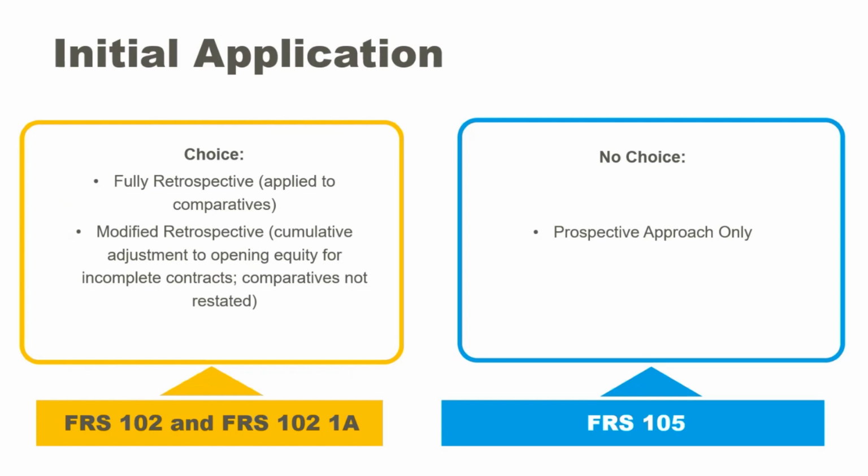For FRS 105, so for micro entities, it's much more straightforward. So it's very much a prospective approach only. So you're only interested in contracts that have been entered into on or after the date of initial application. So that's a high-level overview on revenue recognition. I'm now going to hand over to Miriam to provide a bit more detail in these areas.